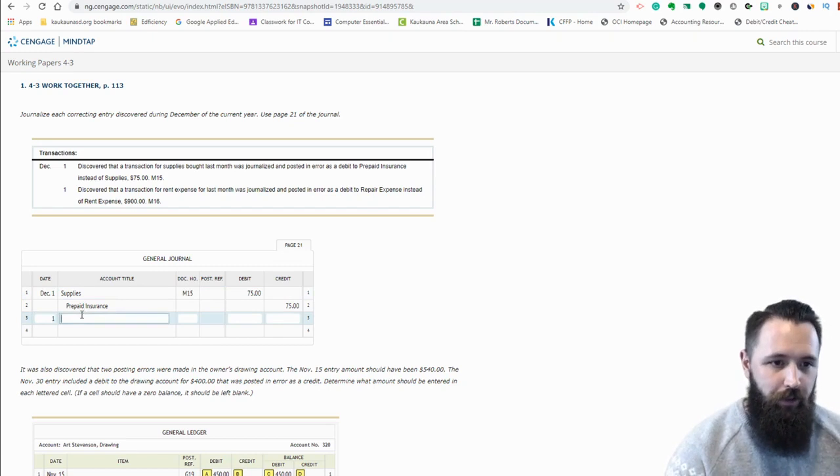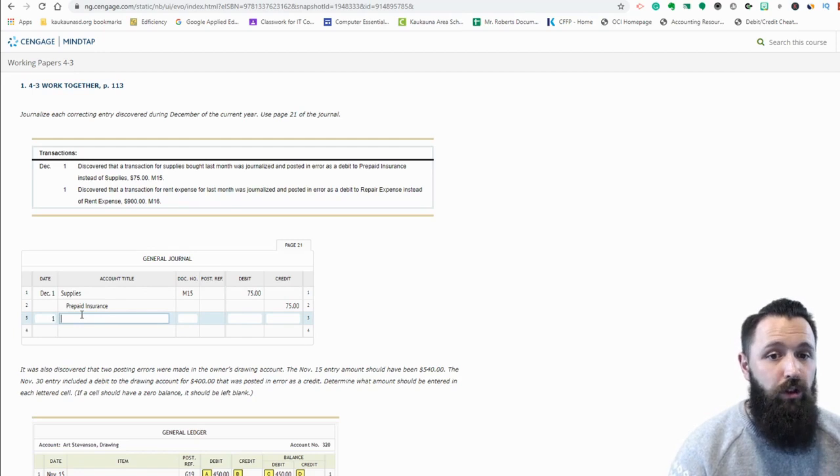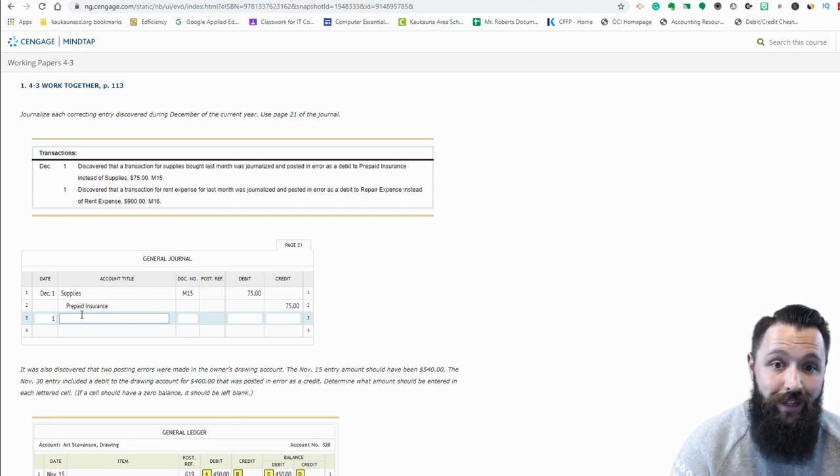Next transaction, on the first, it says discovered that a transaction for rent expense for last month was journalized and posted in error as a debit to repair expense instead of rent expense. So we wanted to increase rent expense, which would have been a debit, and we instead debited repair expense. So the first thing we need to do is debit rent expense. That's the correct transaction. So let's put in rent expense.